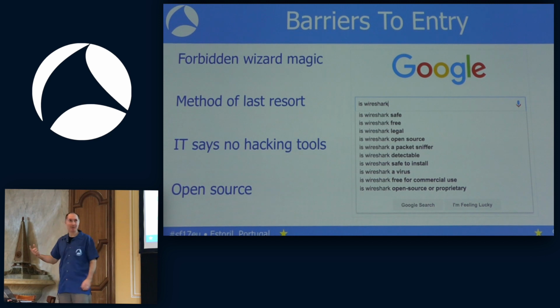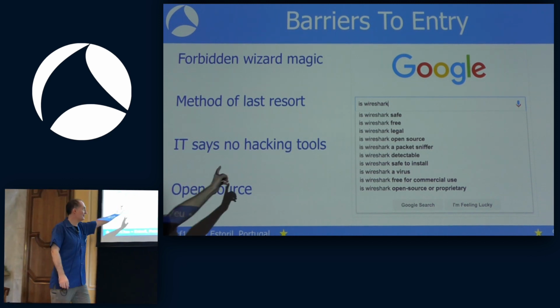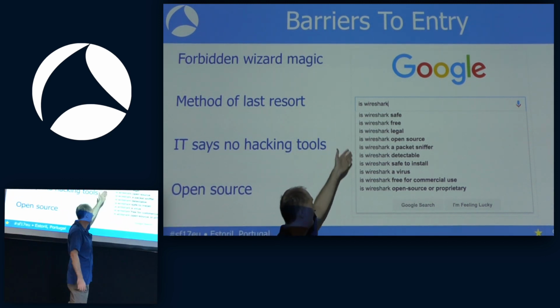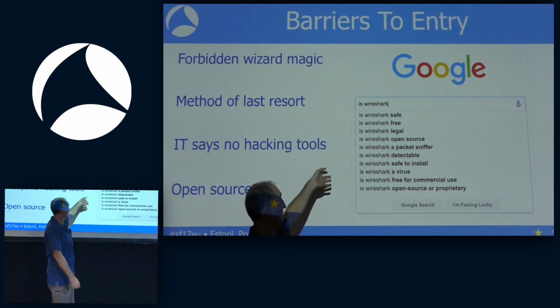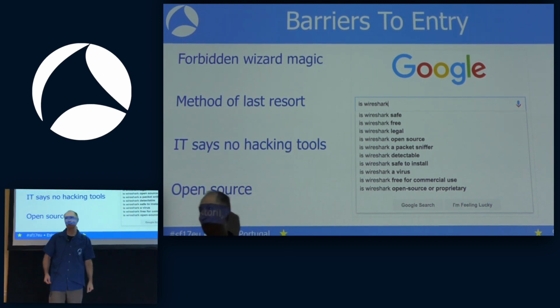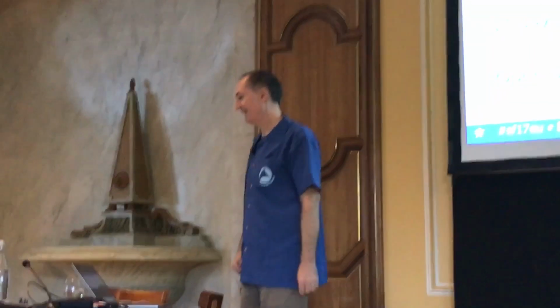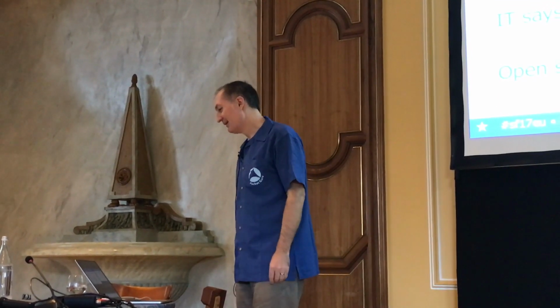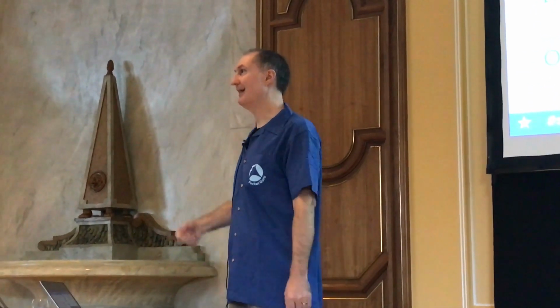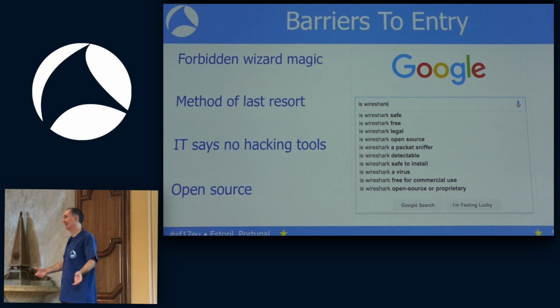As an example of the barriers to entry, if you type "is Wireshark" into Google, this is what it did for me. Is Wireshark safe, free, legal? You get this sort of impression that people watch Mr. Robot and then base their opinion on Wireshark. That people think it's some sort of forbidden magic to look at a network, and it's not. Packets are just packets. They're just things that computers send to each other.